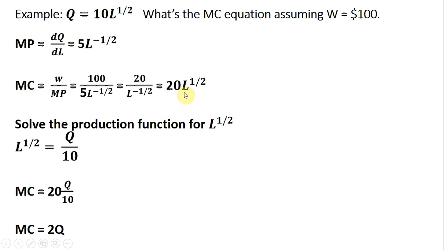Marginal cost is 20 L to the 1/2. Well, what is L to the 1/2? Q divided by 10. So I make that substitution down here. And then I simplify. 20 divided by 10 is 2. We've got a marginal cost equation equal to 2Q. And I hope you found this video helpful.